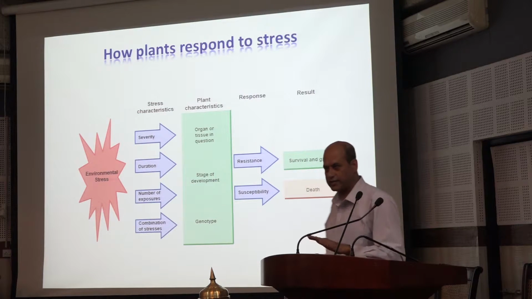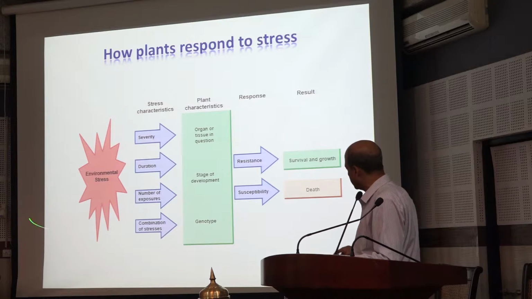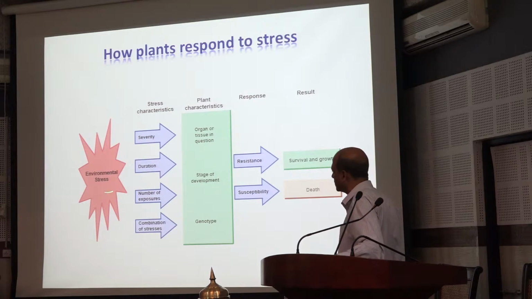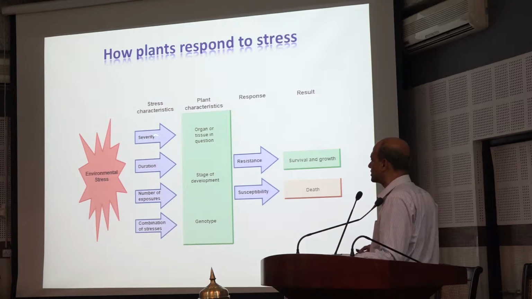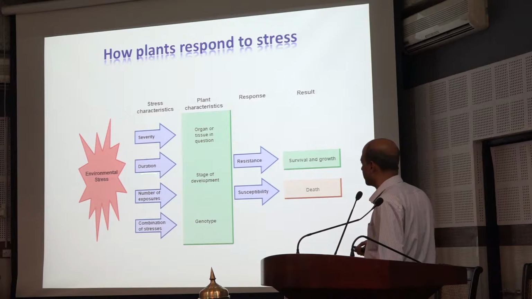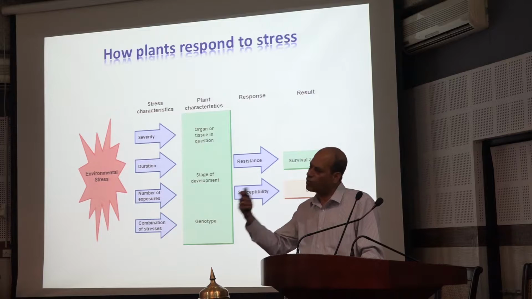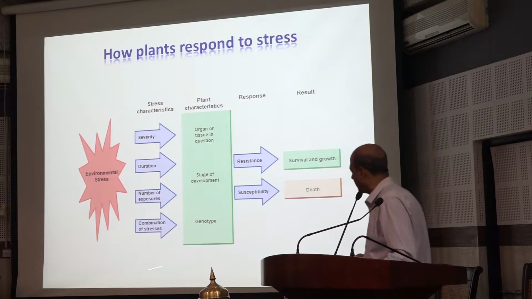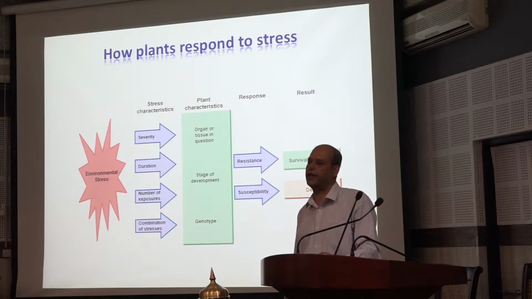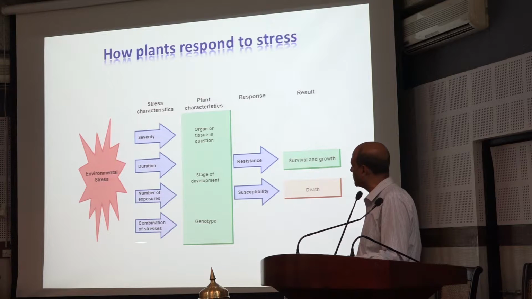So plant responses to stress are modulated by different factors. This is the environmental stress, and as I said, it can be biotic or abiotic. Now when a plant is subjected to stress, it depends on how severe the stress is, what the duration is, whether it is short or long, and the number of exposures. For example, if a plant's life cycle is 3 or 4 months, during this life cycle how many times has the plant undergone stress? And combination of stresses. A plant can be infected by a virus or a bacteria, and at the same time undergo dehydration. There was no water. So this is a combinatorial stress. These are actually the stress characteristics.